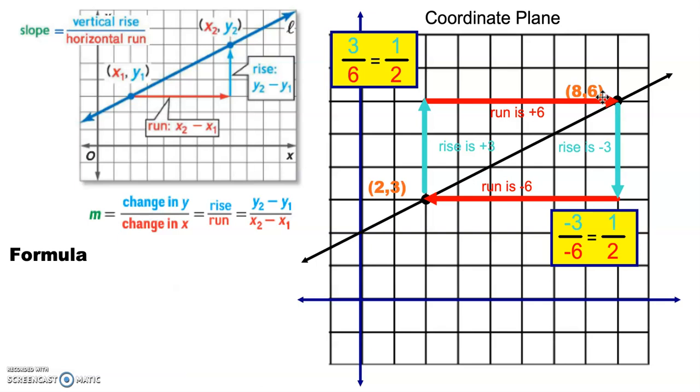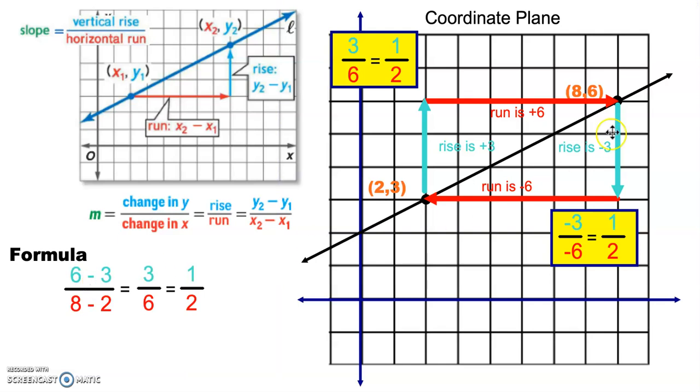Let's take a look at the formula. Well, we are going to use y2 minus y1 over x2 minus x1. Our 2, 3 is going to be our x1 and y1, just our first point, and 8, 6 is going to be x2, y2, our second point. The little 1s and 2s just mean that that's my first one and that's my second one.